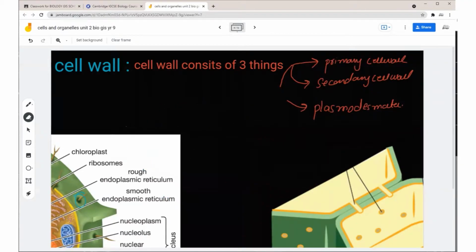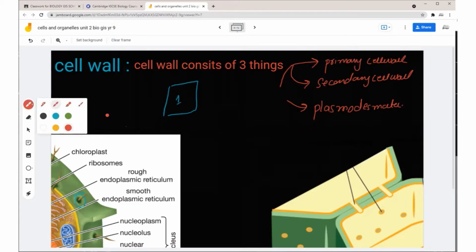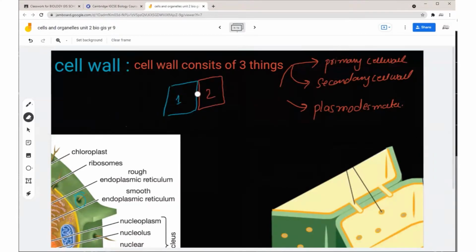What do they do? They build a connection between cells. Let's suppose I have one plant cell and then another plant cell, and they're connected together like this. If they need any sort of thing, then these holes, plasmodesmata, will allow things to go and come in. Make sense?